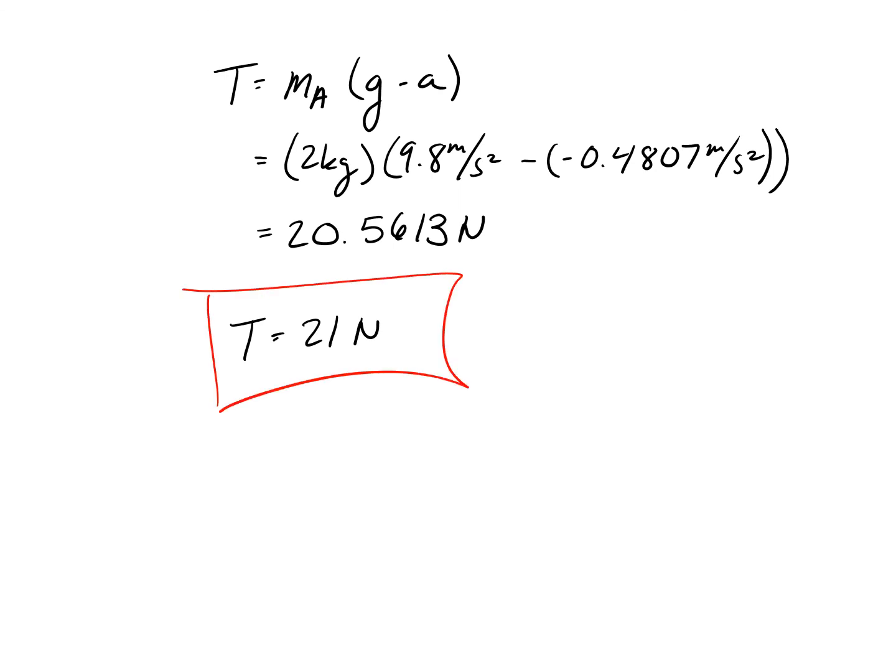You could also use the equation for block B. It's just I don't want to have to deal with using sine, so I would rather use block A's equation. But if you use block B, you get the same value as well.